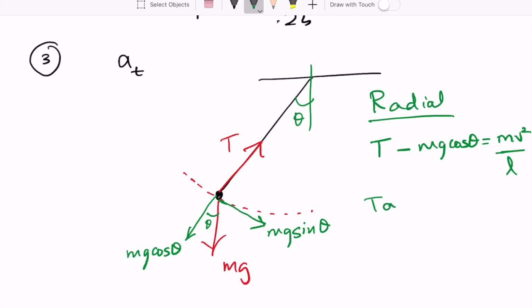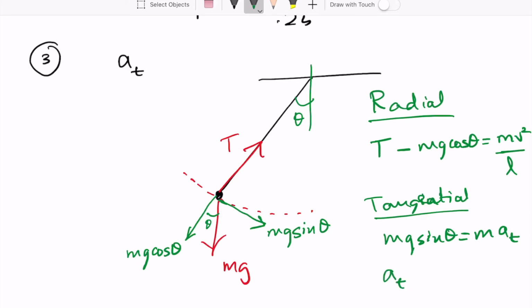In the tangential direction, there's only one force, so that's mg sine theta, and that must be equal to mass times the tangential acceleration, right? Just Newton's second law, force equals mass times acceleration. What we are solving for here is the tangential acceleration, so clearly AT is just equal to g sine theta.